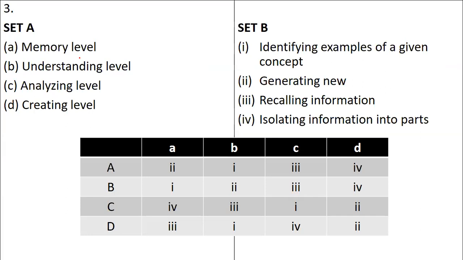Now, coming to the third question, you have questions on levels of memory, or levels of teaching, divided into various categories: memory level, understanding level, autonomous development level, and reflective level. They have given questions on specific levels. So the question is on memory level, understanding level, analyzing level and creating level, right? And in set B, they have given you identification.